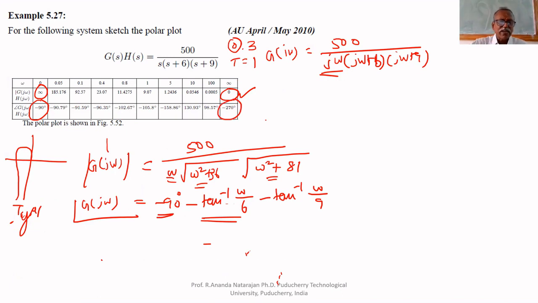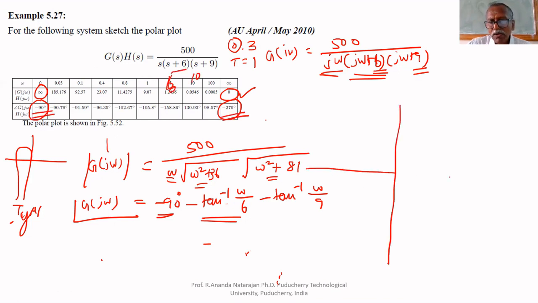You have to find some intermediate values, particularly at the corner frequencies. 6 and 9 are corner frequencies, and you have to find those. In addition, find some random values. Now we have to plot this.